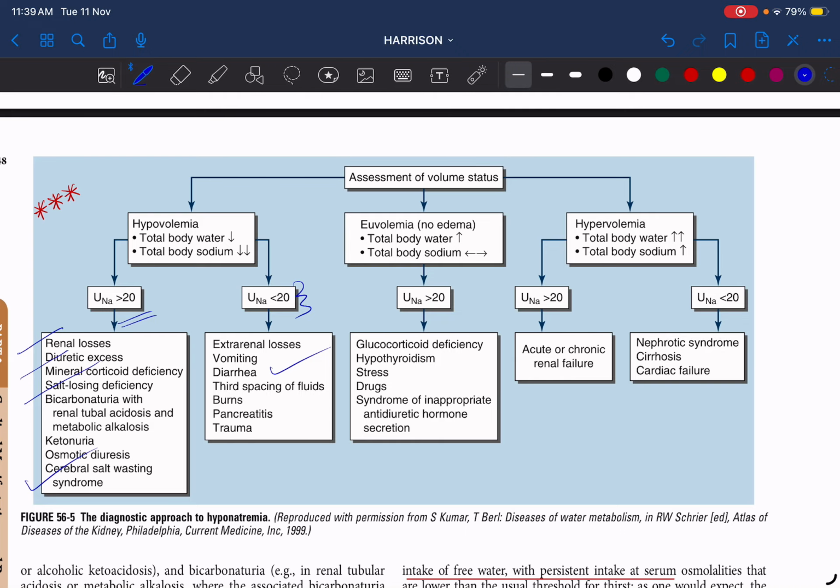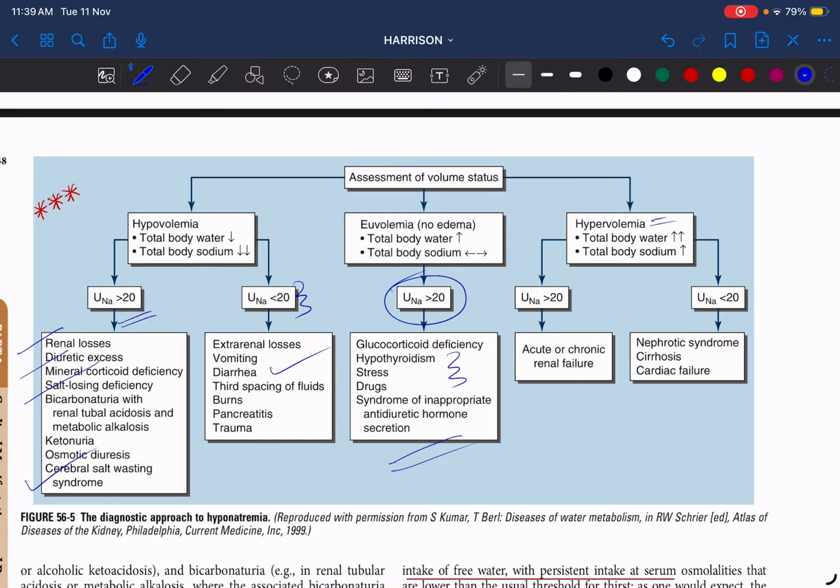When it comes to euvolemic hyponatremia, remember the urine sodium will be more than 20 in all cases, because the total body water is high, though there is no edema at all. It occurs in glucocorticoid deficiency and SIADH. Yes, SIADH, syndrome of inappropriate antidiuretic hormone secretion, is one of the most common etiologies to be evaluated when we suspect a case of euvolemic hyponatremia. And hypervolemic hyponatremia means what?